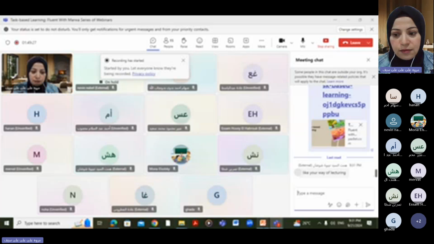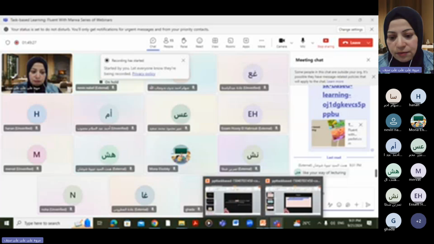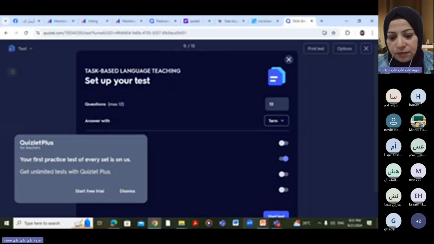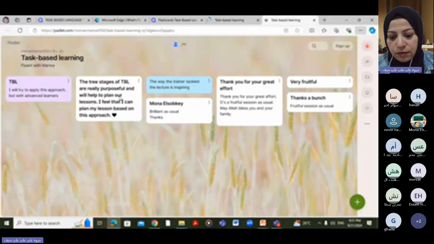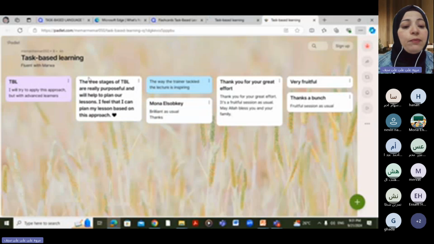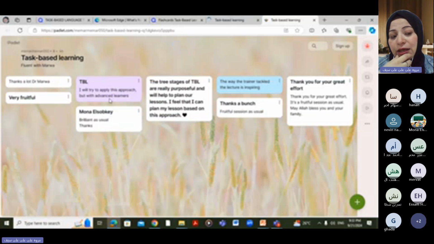I'm going there for checking your contributions. Where is it? I don't find it. Yeah, here it is. Okay, so you have written a lot of things here. TBL, I try to apply this approach, but with advanced learners. Okay, I like that idea. Yeah, they will help you and you will try it. You'll find that experimenting with the advanced learners will be a great contribution.